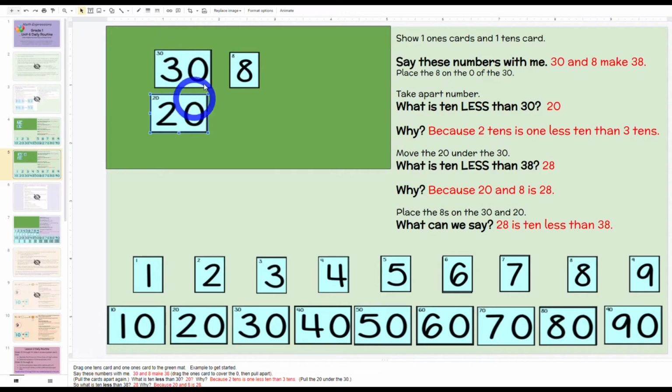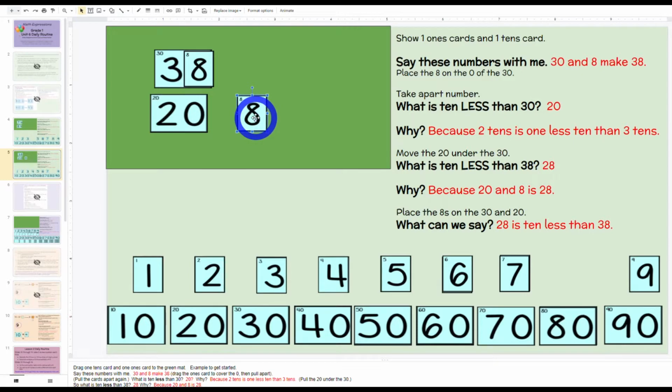What is 10 less than 38? Class, 28. 28 is 20 plus 8. 28 is 10 less than 38. Say it with me. 28 is 10 less than 38.